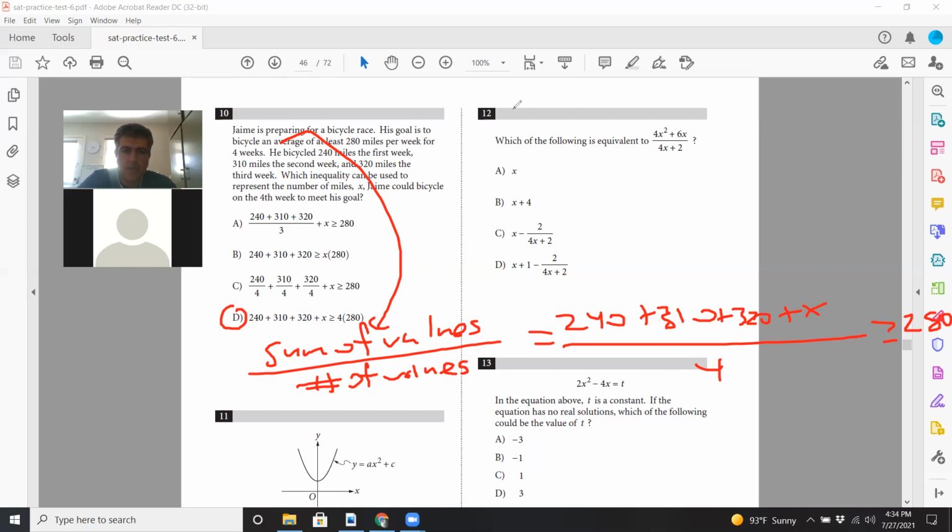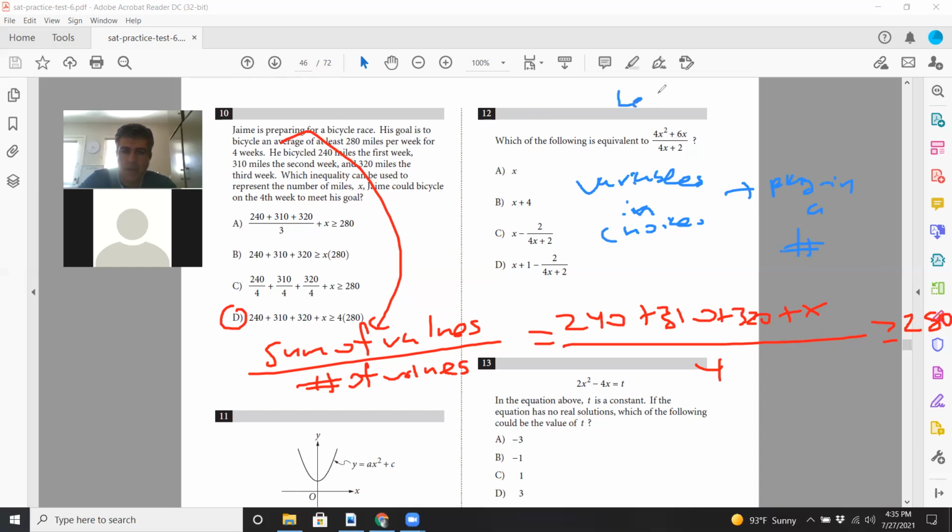Let me do 12 because I'm ready. I don't feel like moving the screen down just yet, in case somebody still needs to simmer over number 10. So here you have variables in the choices. Whenever that happens, I'll suggest you plug in a number.